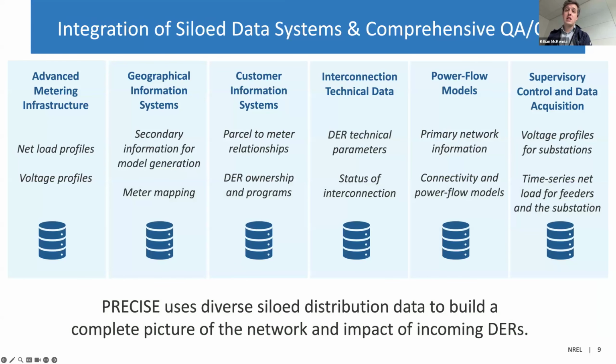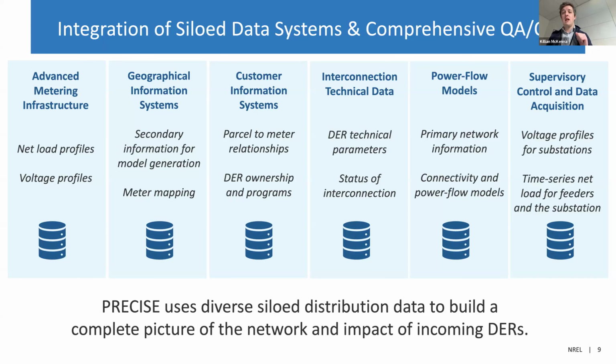One of the biggest challenges of doing this automation and creating this type of analysis pipeline is the data side of things. We wanted to have visibility on the load, modeling all the way down to the meter, in terms of the relationship between customers and the interconnection and the DER technical data. So we were using diverse and what is typically siloed distribution data to build a really comprehensive picture of the network and the incoming DERs.